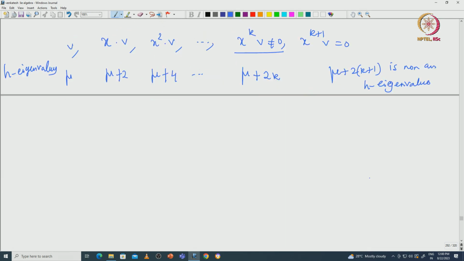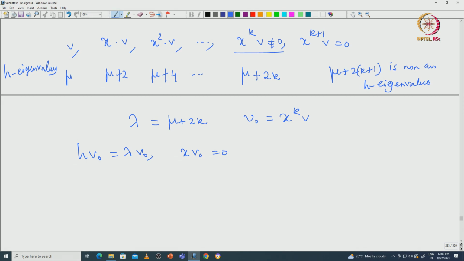In particular, we replaced lambda by mu+2k and v_0 by x^k v. Then we realized that H acts on v_0 as lambda v_0, and x acts on this v_0 as 0. This kind of vector we called a maximal vector.